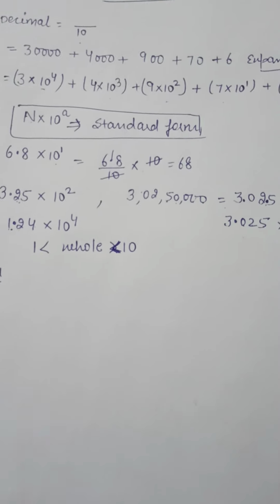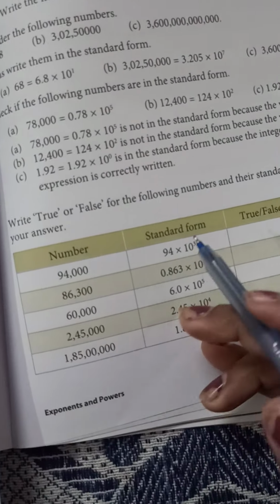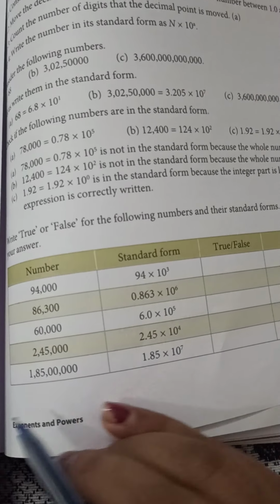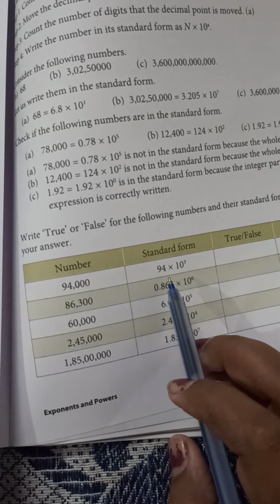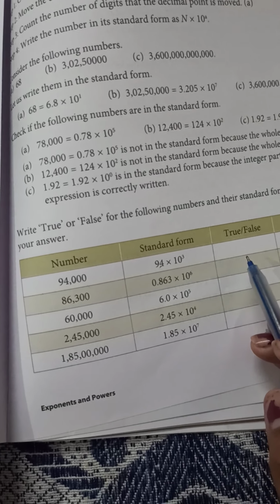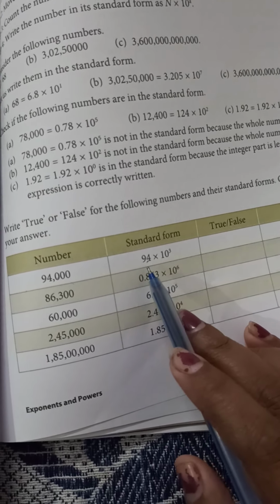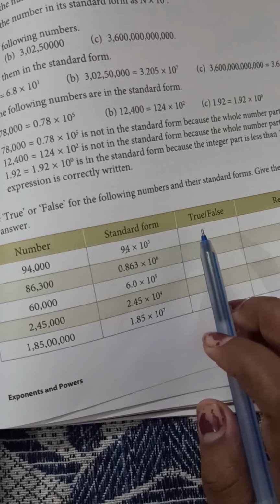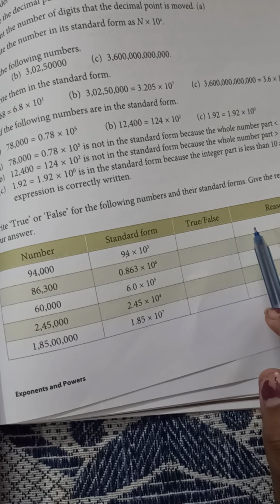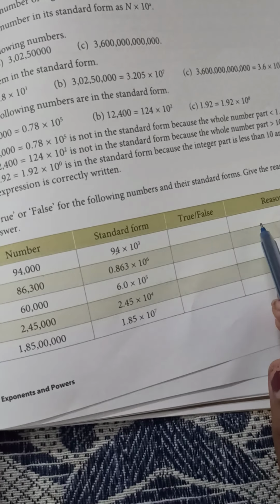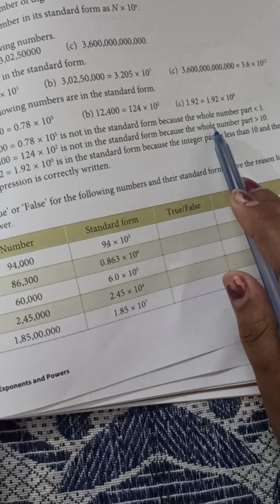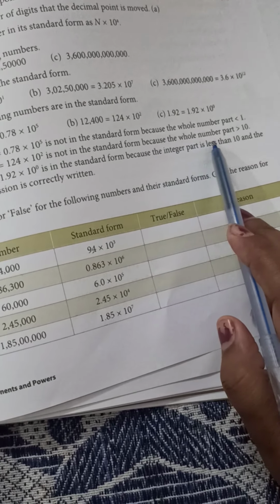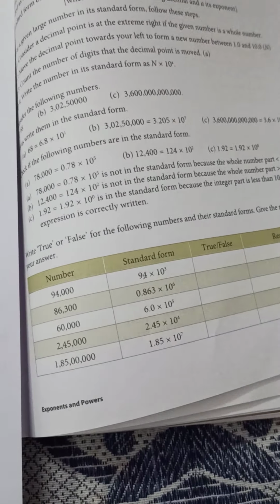Now come to here. It is given in your book, that numbers are here, standard form are there. We have to write true or false. 94,094 multiplied by 10 to the power 3. So you will check here that 94 is greater than 10. So that's why false, and false is because the whole part is greater than 10. Like this, 124 is not in the standard form because the whole part is greater than 10.